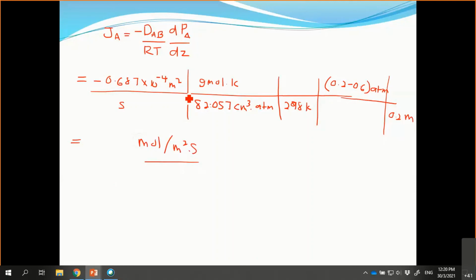So if you see here, the one thing that you have to be careful about is that you have your cm cubed here, and everything else is in meter squared or meter. So you have to change first into meter cubed. Okay, so you can try it on your own, and finally you'll get an answer of 5.62 times 10 to the power of negative 3 mole per meter squared second. Okay, so this is the final answer. So you can try using the other two equations and see whether you get the same answer or not.